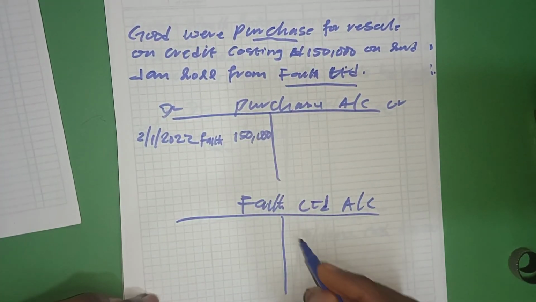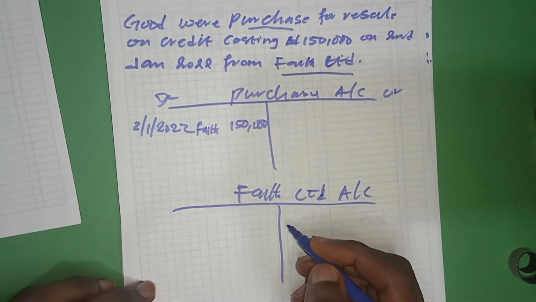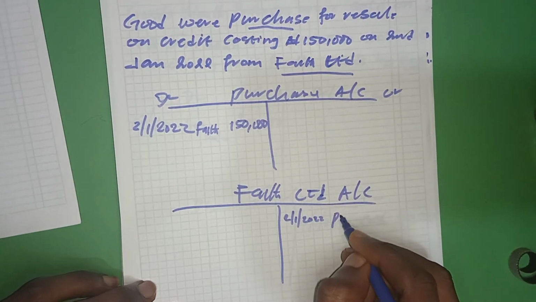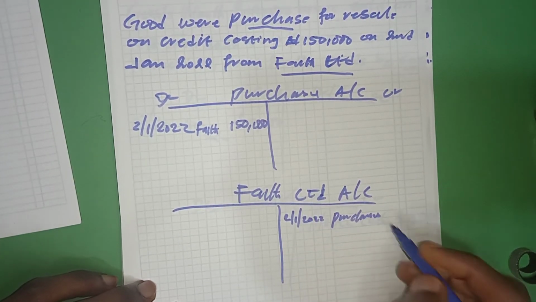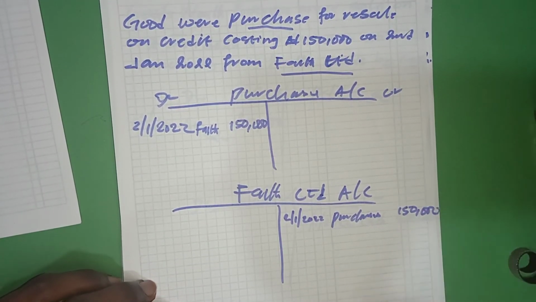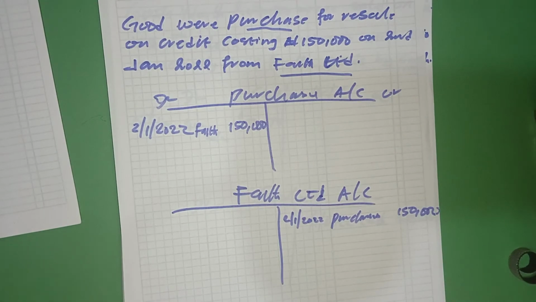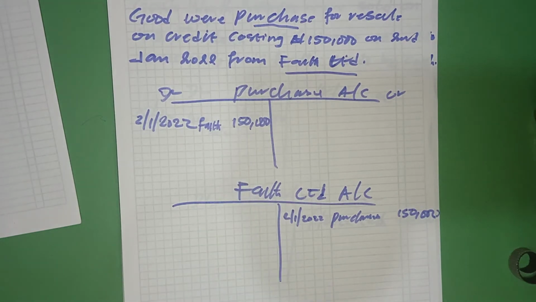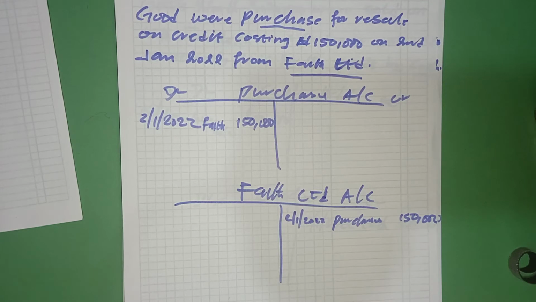We purchase. Then you credit purchases. You credit first with purchase 150,000 naira. Now, this shows that I, as the owner of the business, purchased these goods on credit from Faith. That is to say, I am now owing Faith.